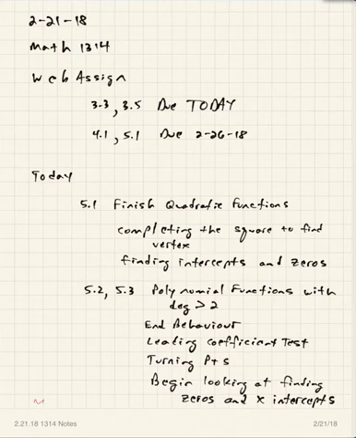A couple of really quick announcements. WebAssign homework is due today. You have sections 3.3 and 3.5 due today. That was an extension from Sunday, so you had a few extra days to finish that up. And then 4.1 and 5.1 homework is due on the 26th, which is next Monday. I did give you an extra day on that one from what I originally had on the calendar. So pay attention to those due dates and try to get that homework done before next Monday.